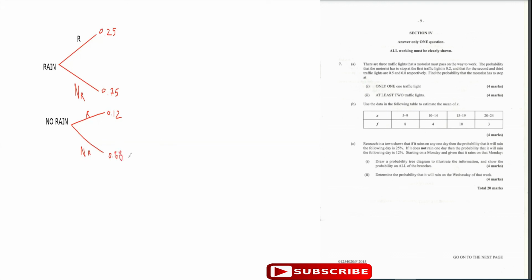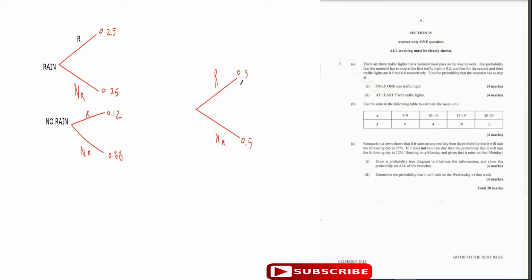So let's see what the question says. The question says, draw a probability tree diagram to illustrate the information. So of course, we need to put this as one big tree diagram. Generally, it starts from either rain or no rain. Think about it naturally. Either it rains or it doesn't rain. The chance of it raining is a half, and the chance of it not raining should be a half, naturally.